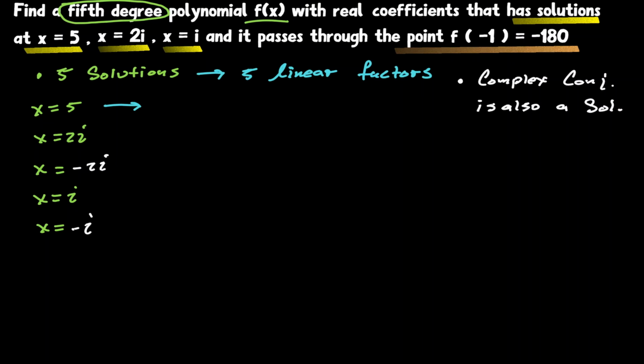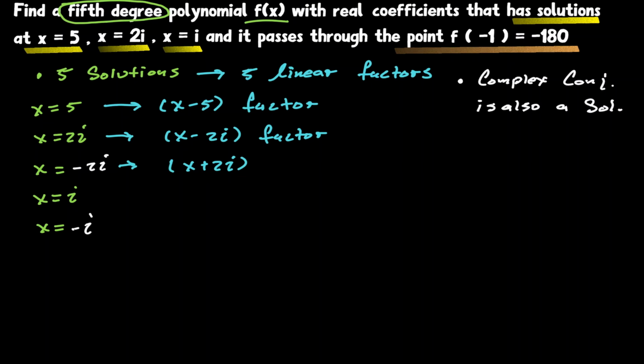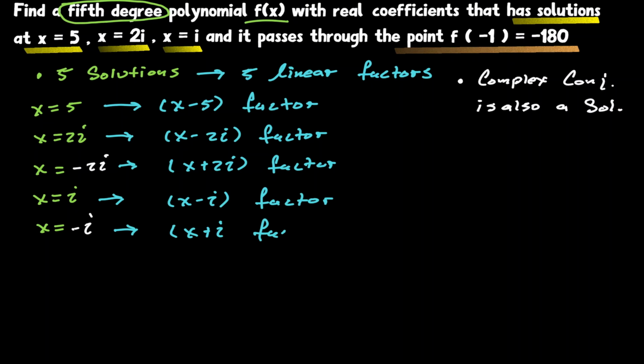If x equals 5 is a solution, then x minus 5 is a factor. If 2i is a solution, then x minus 2i is a factor. If -2i is a solution, then x plus 2i is a factor. If i is a solution, then x minus i is a factor. And if -i is a solution, then x plus i is a factor.